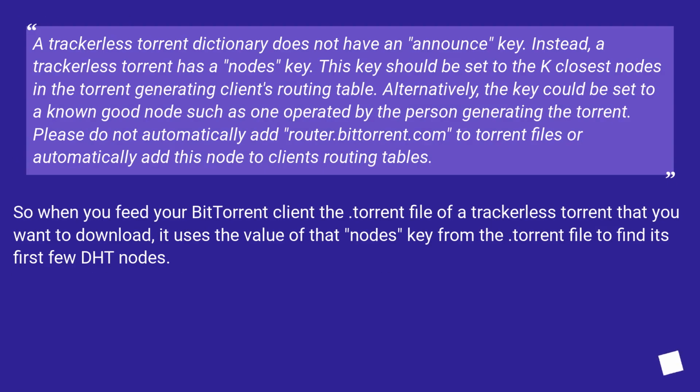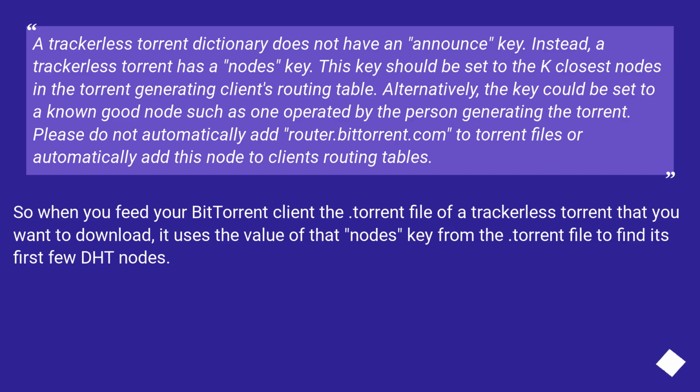A trackerless torrent dictionary does not have an announce key. Instead, trackerless torrent has a nodes key. This key should be set to the k closest nodes in the torrent generating client's routing table. Alternatively, the key could be set to a known good node such as one operated by the person generating the torrent. Please do not automatically add router.bittorrent.com to torrent files or automatically add this node to clients' routing tables.